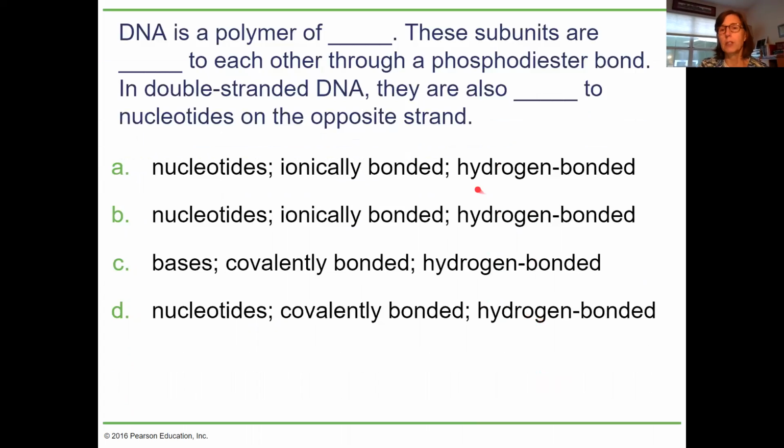Now, what's the advantage of this hydrogen bond over, say, a covalent bond? Well, a covalent bond is really strong and really pretty permanent. Hydrogen bonds can be interacted with to break those. So if you're going to replicate DNA, you've got to unwind your helix. You've got to open up that DNA strand.